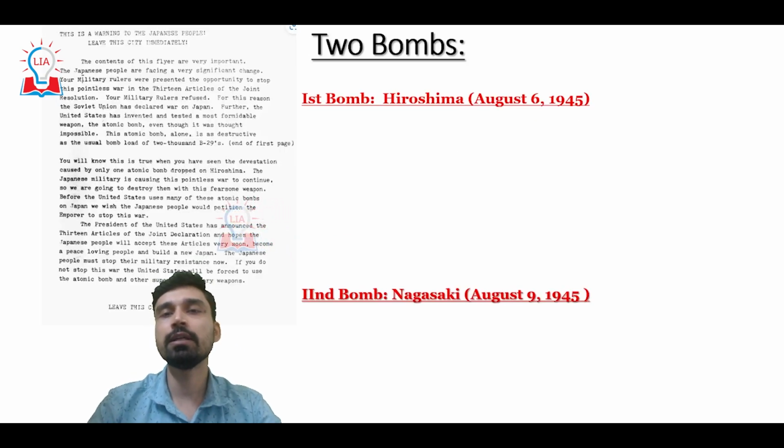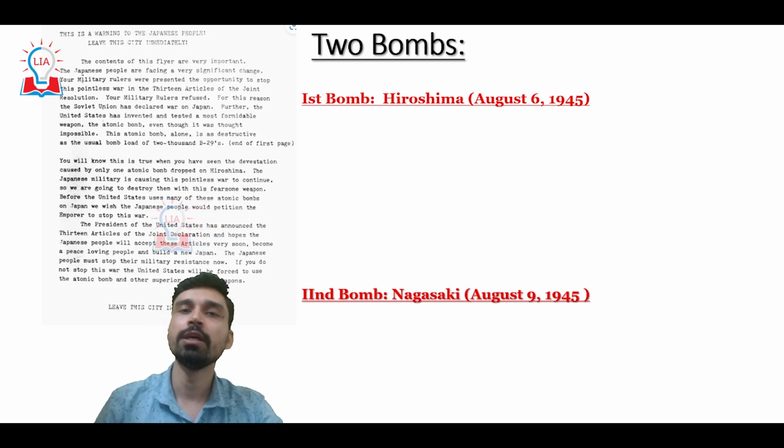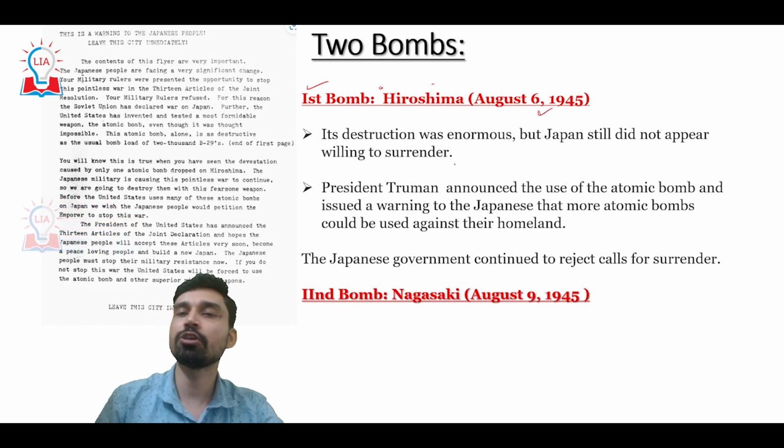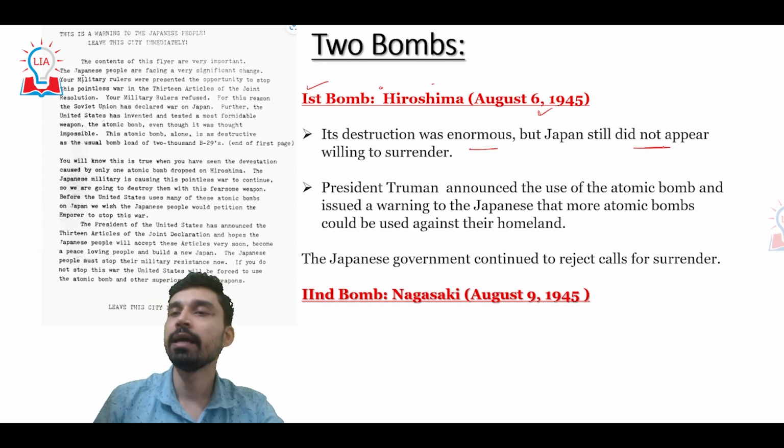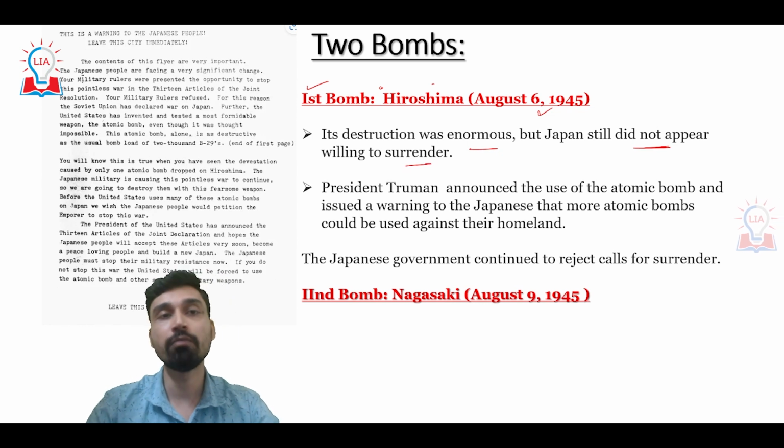And in this regard, when Japan declared that they would not surrender to the allied forces, the first bomb was dropped on the city of Hiroshima on the 6th of August 1945. As a result, the destruction was enormous, but still Emperor Hirohito was not willing to surrender, and Japan still did not appear willing to surrender.